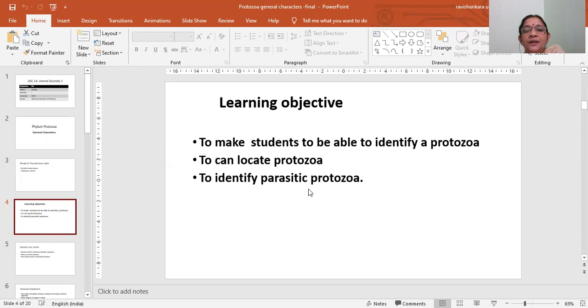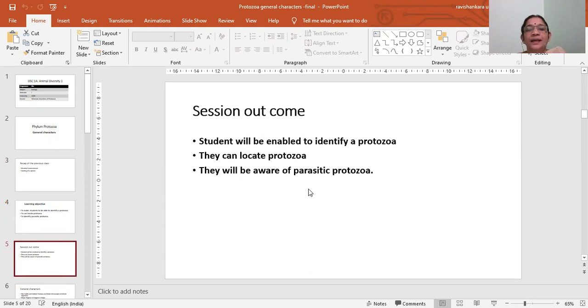Protozoa, as the name suggests, are unicellular. To locate protozoa, what you have to do and where you have to go, all these ideas will be given in this session. There are certain pathogenic or parasitic protozoa, and you will also understand how to generalize the characteristics of all these individuals. At the end of this session, you will know how to identify a protozoa, locate a protozoa, and be aware of the parasitic protozoa.